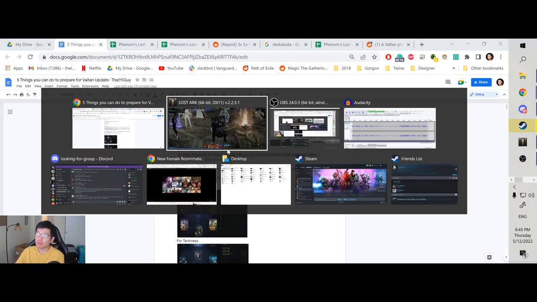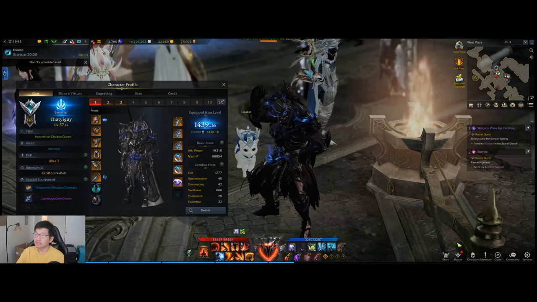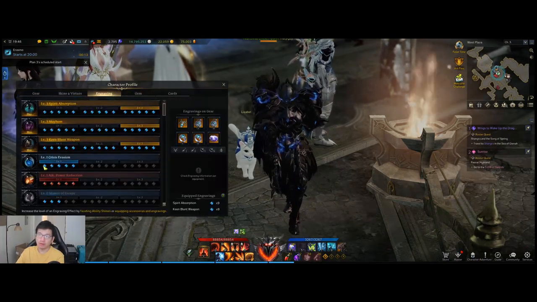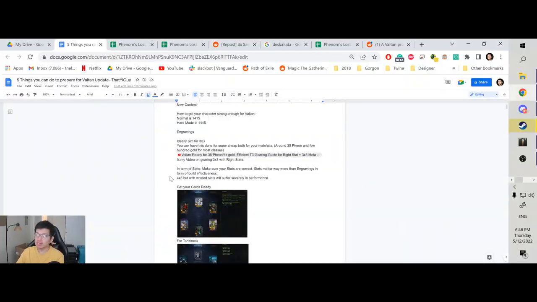So in terms of engravings, you will want to have ideally 3x3 engravings that are going to be very meta, and you can definitely do it for very cheap. I've done it for multiple characters and I have a video covering this specific topic. For most people, you can just spend 35 fions and 1k gold to get 3x3 extremely meta engravings such as Grudge, Crystal, etc. and the correct stats.